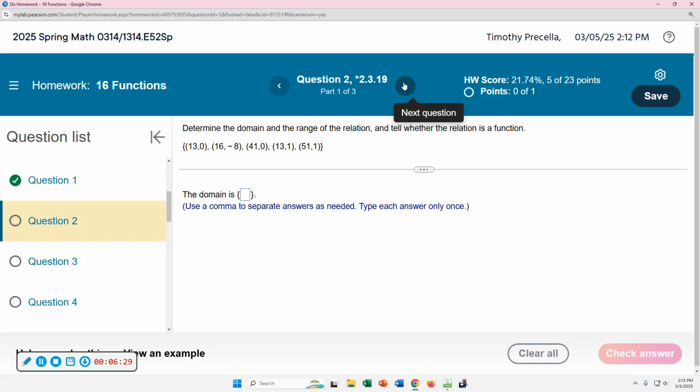On problem 2, since the definition talks about x's and y's, that sort of lends itself to ordered pairs. So let me write these down. 13, 0, 16, -8, 41, 0, 13, 1, and 15, 1. 51, 1. Oh my gosh, okay.